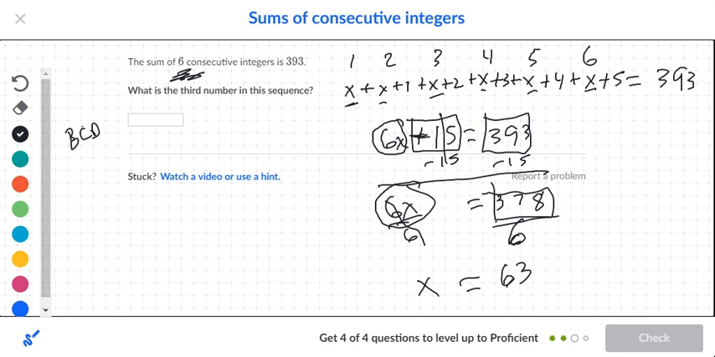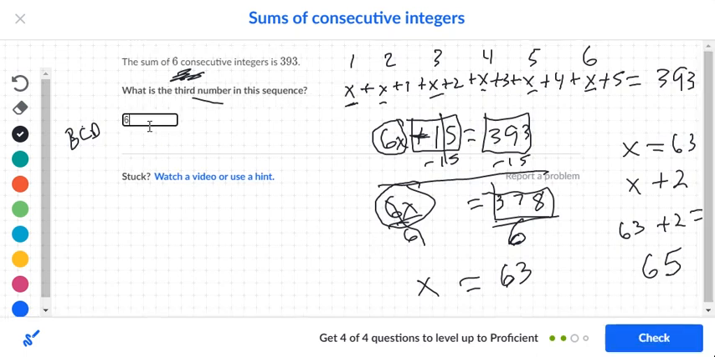Now I want the third number. Notice right here it says the third number. So if I look where the 3 is, right below the 3 is x plus 2. So that's my formula. So I know that x is equal to 63. My third one is x plus 2. So I'm going to say 63 plus 2. So 63 plus 2 is 65.